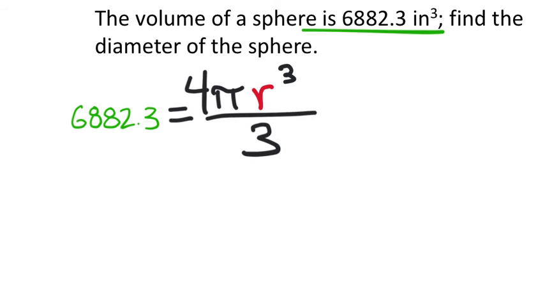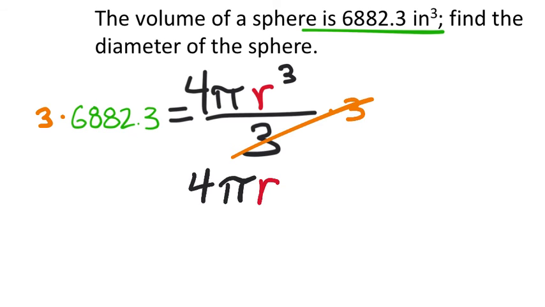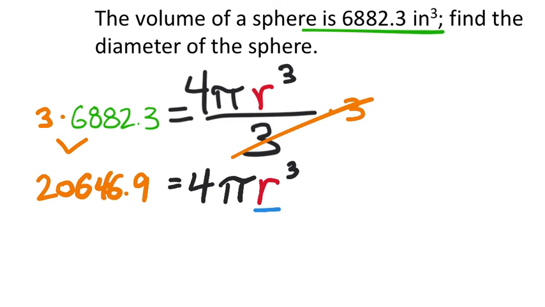So I'm going to say, look, I'm going to multiply both sides by 3 to make that a phantom 1. Divide by 3, which means I just want it to be phantom, right? Which leaves us with 4 times pi times radius to the power of 3. This equals, let's go ahead and multiply those. 3 times 6,882.3 equals 20,646.9.